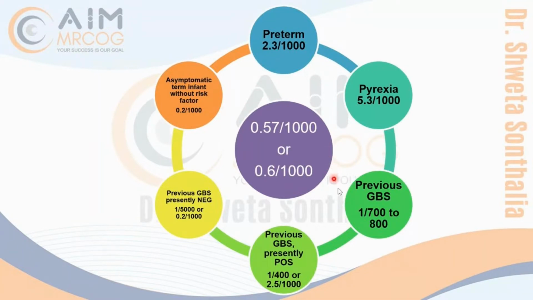Now, the other challenging thing is previous GBS. If she was a previous GBS carrier, and supposedly you have given her the prophylaxis in the previous pregnancy, now in this pregnancy what to do? If she had GBS in the previous pregnancy, this time she having the GBS is a 50% chance. So definitely this time the risk to the baby will be more. It is 1 in 700 to 800, approximately 1.2, in place of 0.6. So almost 2 times. So this is almost 4 times, 10 times, and this is 2 times.